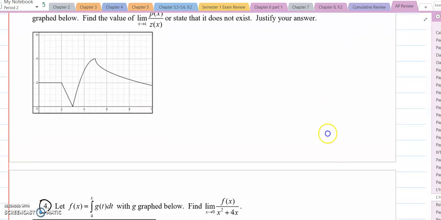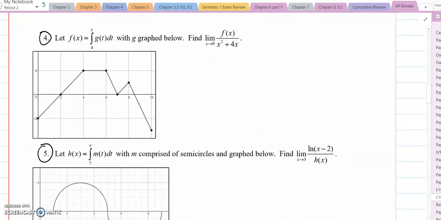Number 2 and number 3, I'm going to leave as examples for you to try on your own. Number 4: let f be equal to the integral from 4 to x of g of t dt, with g graphed below. Find the limit as x goes to 0 of f over x squared plus 4x.